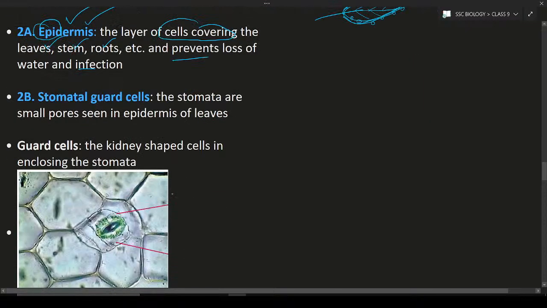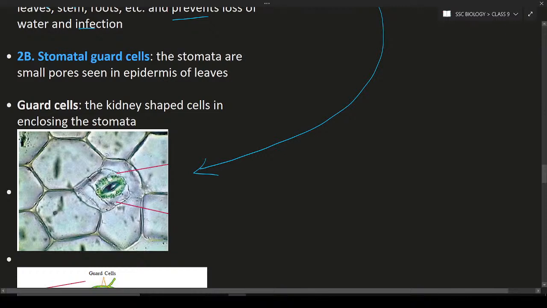Okay, this is the underside of the leaf. Just now we have seen that these are the undersides of the leaf. If you clearly observe, there are cells, and these cells are known as epidermis. These cells have stomatal guard cells, that is, stomata containing guard cells. See here, this is known as stomata, and the stomata has kidney shaped cells. These are known as guard cells.